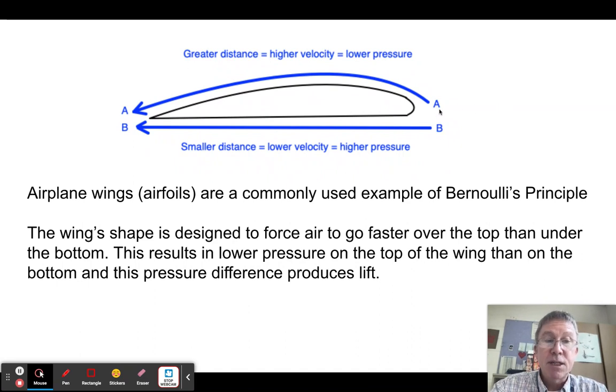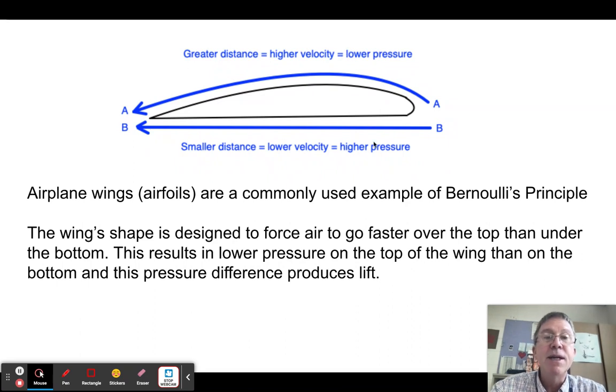So A and B are side by side. 1 second later, they're still side by side, having really not gone anywhere other than being separated by an airplane wing. Well, if we look at it from A and B's perspective, what we find is that A traveled a greater distance than B did, and it did it in the same amount of time. So what that tells me is this: A went a greater distance in the same amount of time, so it must have been traveling at a higher speed, and therefore high speed makes low pressure.